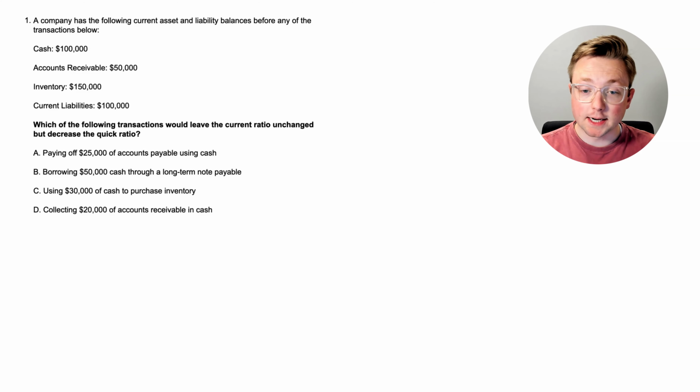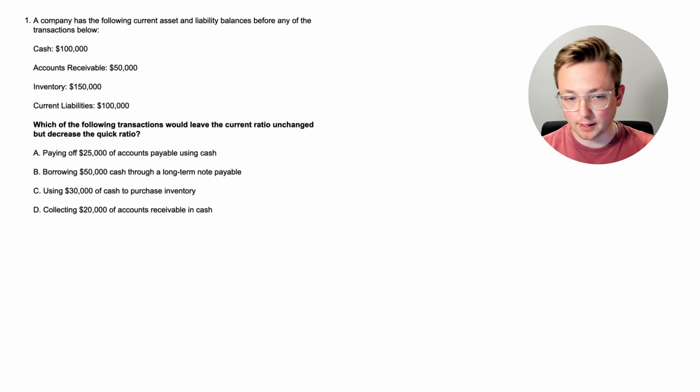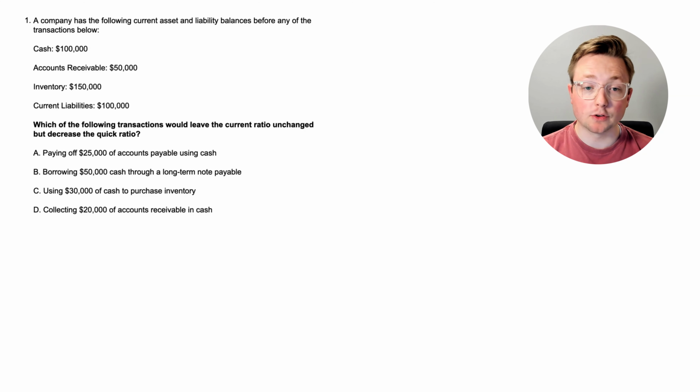Which of the following transactions would leave the current ratio unchanged but decrease the quick ratio? Okay, so if you remember what those are, that's good. Let's go ahead and go to the top. A company has the following current asset and liability balances before any of the transactions below. So current assets and current liabilities. Cash, $100,000. Accounts receivable, $50,000. Inventory, $150,000. And current liabilities, $100,000. So again, which of the following transactions in the options would leave the current ratio unchanged, but would decrease the quick ratio? Let's go through the options really quick.